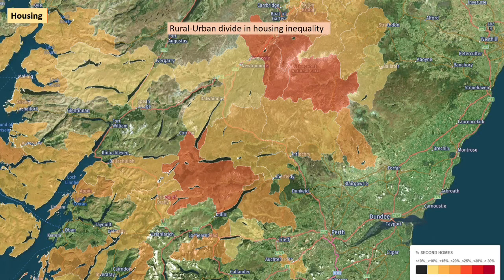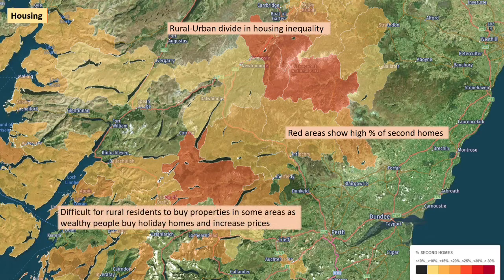Sometimes we get people from cities and towns actually buying second homes. This is in the Highlands. The red areas are the areas of high percentage of second homes. And this is because people are buying them, and therefore that creates inequalities for rural people, because they actually can't afford the homes in that area, because lots of people who don't live there have bought second homes, and that increases the price. So that pushes out rural people who have lived in that area for maybe generations.